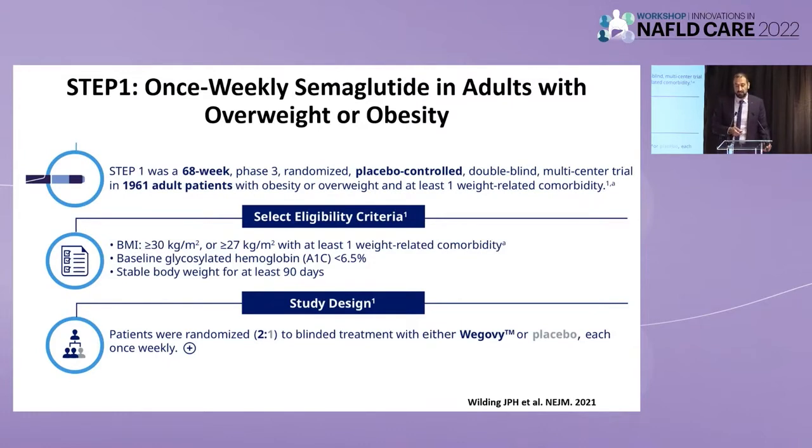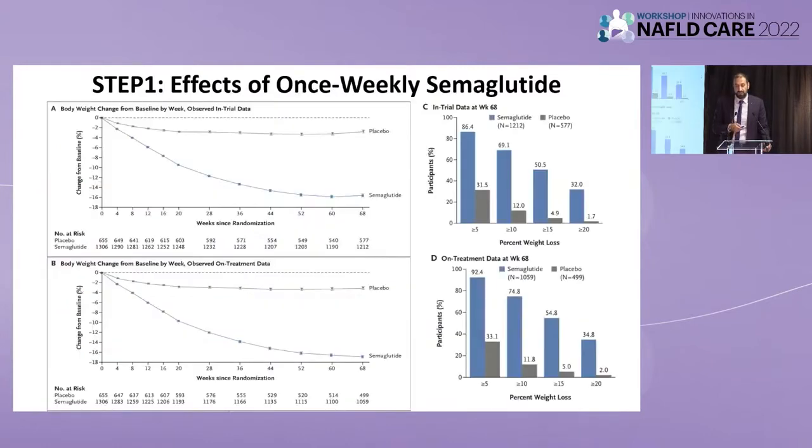You can see the eligibility criteria. These were non-diabetic patients. And basically, these are the results. So you can see in-trial data, and you can see on-treatment data. So the way I think about it, this is kind of like intent-to-treat analysis. This is per protocol analysis. And there was significant and sustainable weight loss, almost in the 16-17% total body weight loss at 68 weeks. So this is really important, and I think this is encouraging that we can achieve this weight loss with a medicine that you inject once a week.